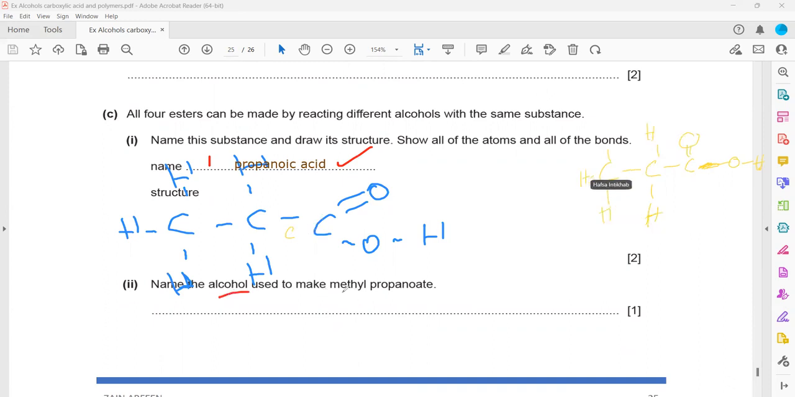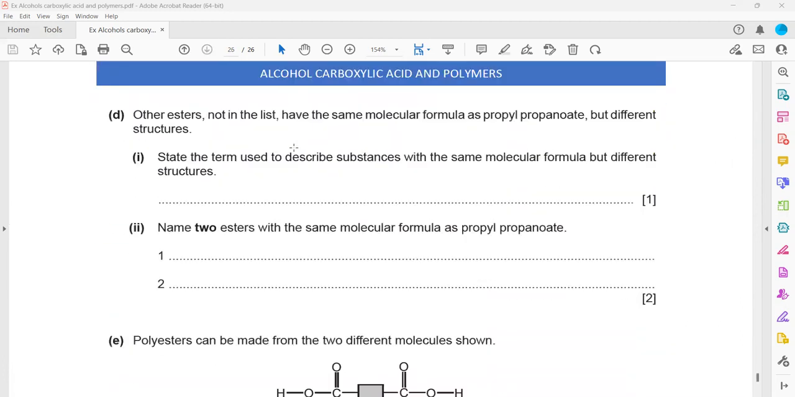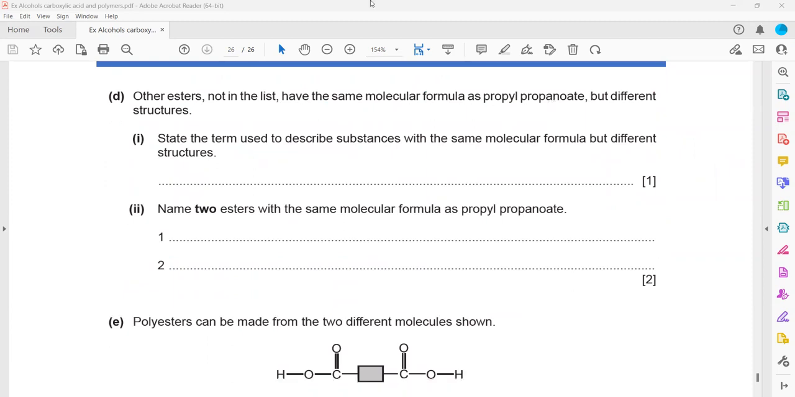Name the alcohol which is used to make methyl propanoate. Methanol. That's right. Other esters not in the list have the same molecular formula as propyl propanoate. Propyl propanoate means 3 here and 3 here, total 6, but a different structure. State the term used to describe substances with the same molecular formula but different structure. We call them structural isomers. Good.